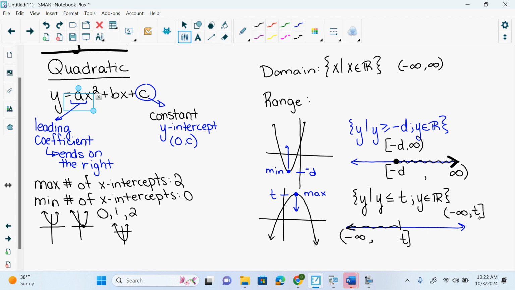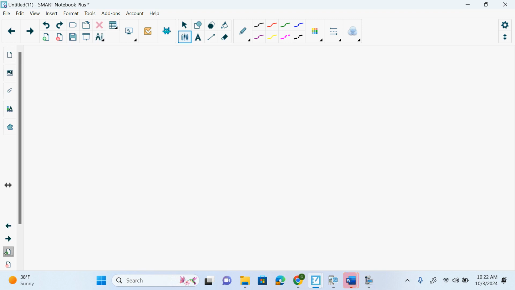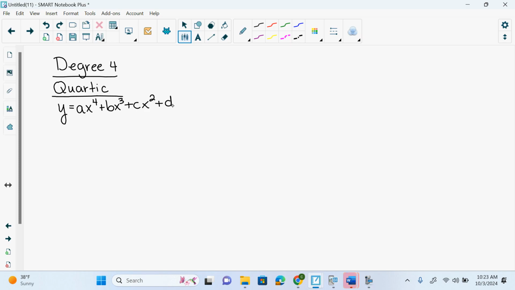So that's quadratic, degree 2. What's the last one we have to go over? Degree 4. We've done 1, 3, 5. We've done 2. Now we have to do 4. Okay? So degree 4 is called quartic. So they're linear, quadratic, cubic, quartic, quintic. So it's ax^4, and then I just keep going till I run out of variables. Plus bx cubed, plus cx squared, plus dx, plus e.